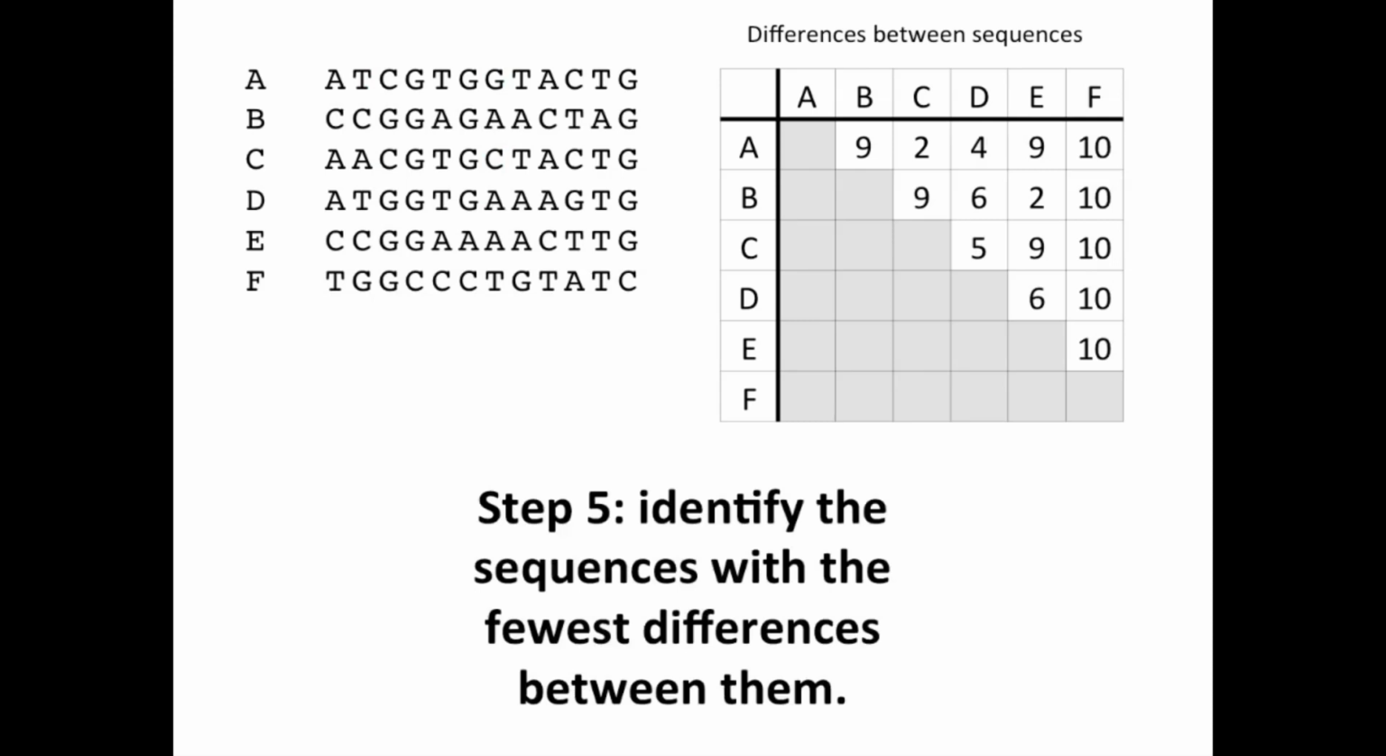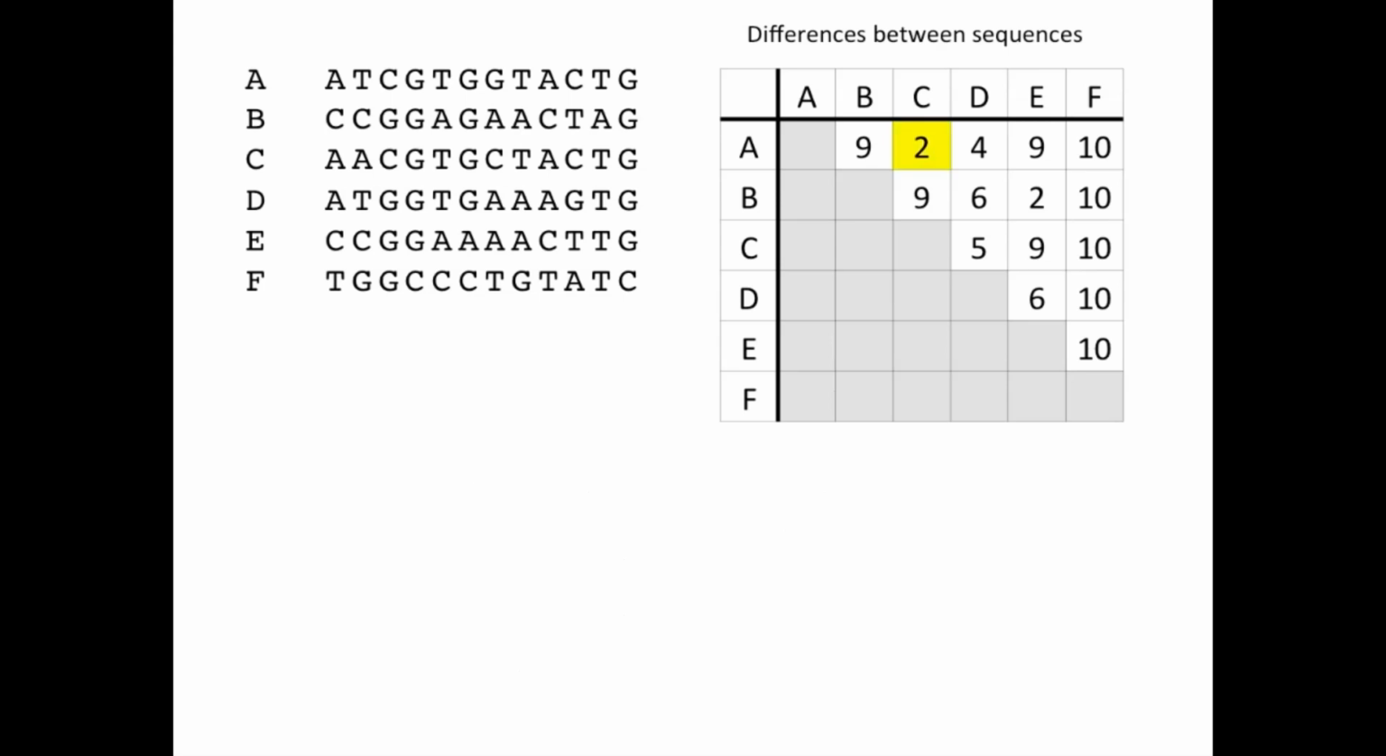With the table completed, we can move to the next step, which is to use the table to identify the sequences with the fewest differences between them. We will infer that these are the sequences that are the most closely related to one another. In our table, we see that the sequences with the fewest differences between them are A and C, with only 2 differences, as well as B and E that also only have 2 differences between them.